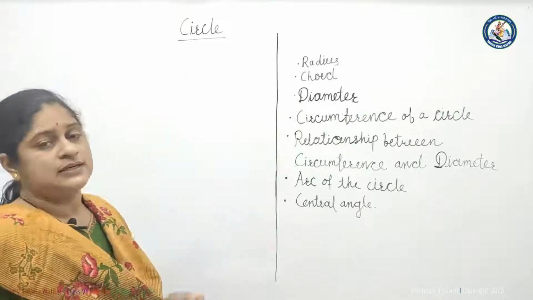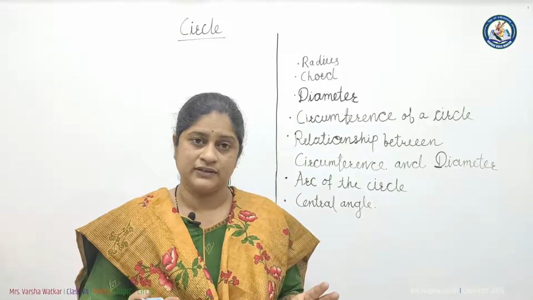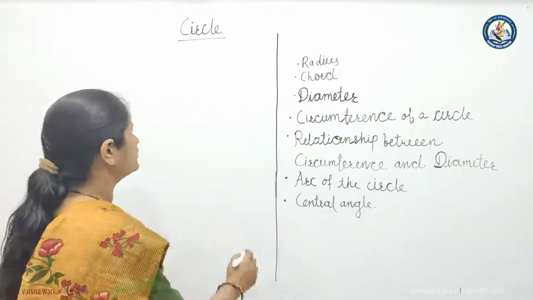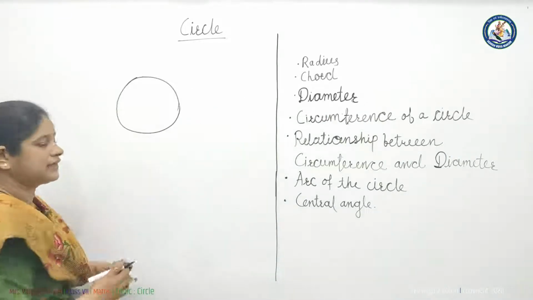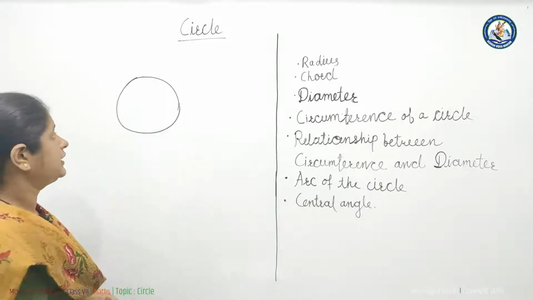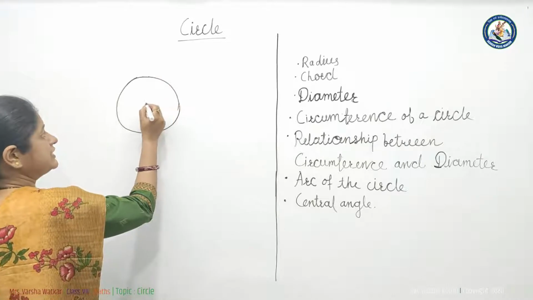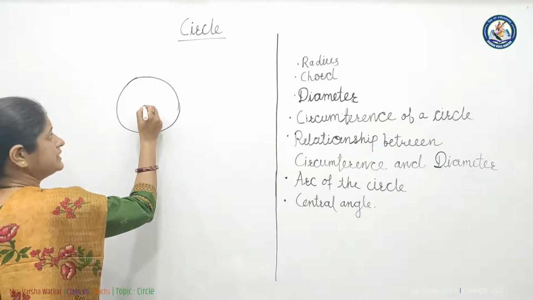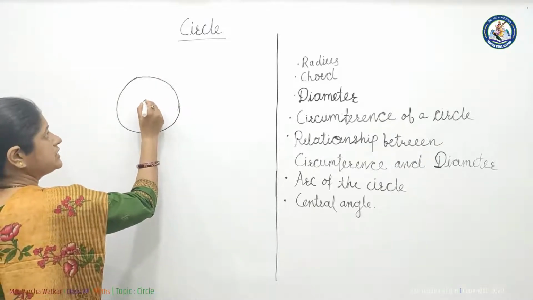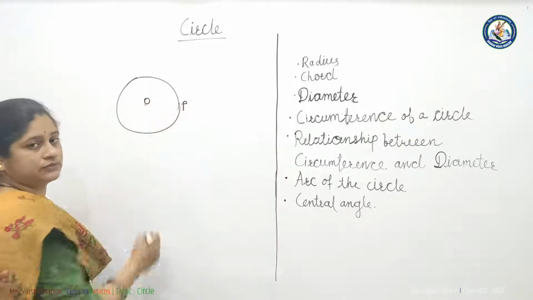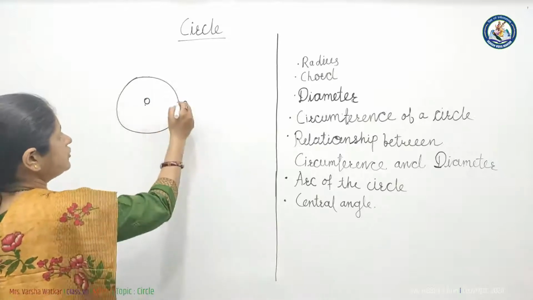What is circle? Circle is a closed figure. It has no curves or edges. It is a round shaped figure. See, circle is a round shaped figure. It has a set of points which are at fixed distance from the center. Suppose this O is the center of the circle and P is any point on the circle. Okay, circle is a set of points.